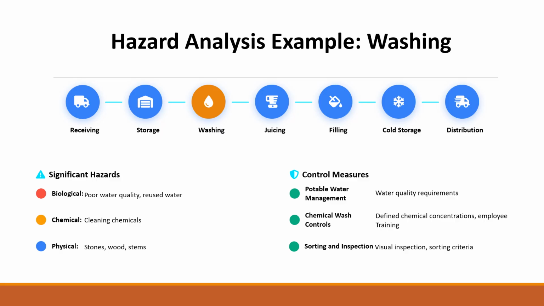It's also important to clarify a common misconception: washing is not a kill step. While it can reduce certain hazards, it does not eliminate them. For this reason, washing is typically managed as a prerequisite program, or PRP, rather than a critical control point.